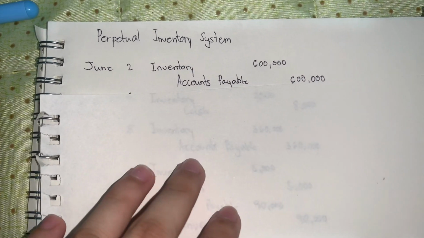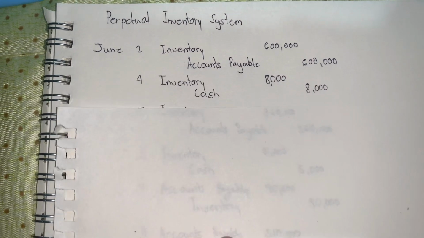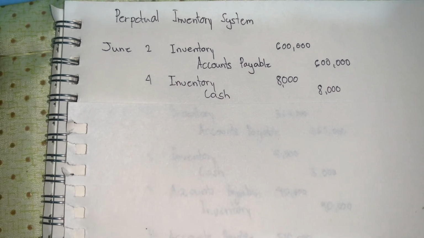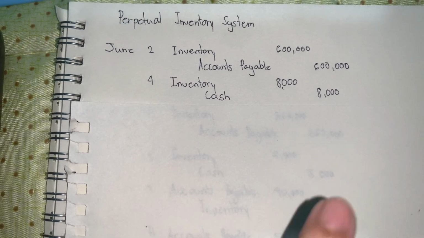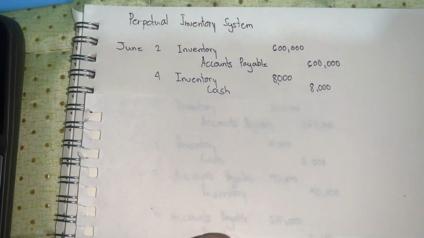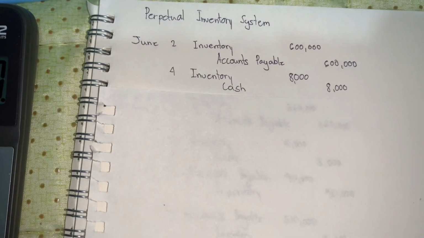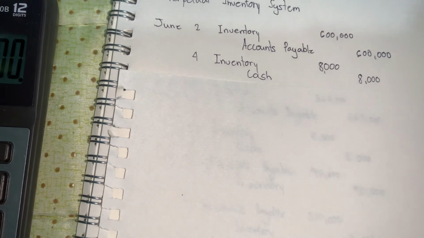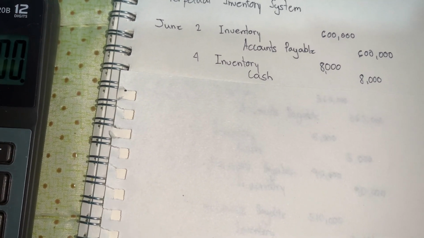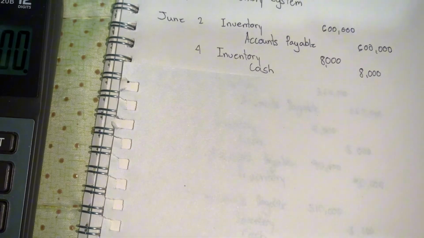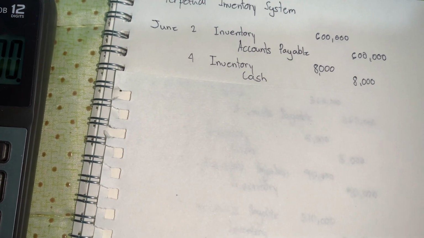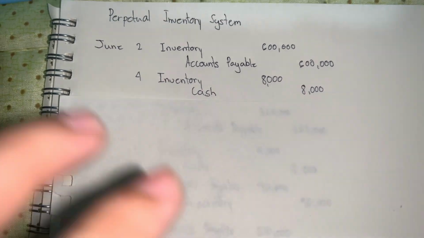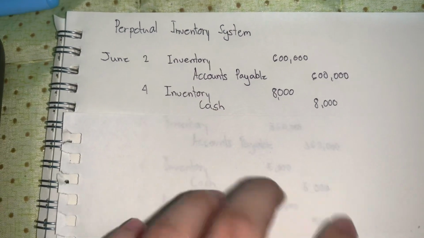So our entry for June 4 is this. We debit inventory for 8,000 and cash for 8,000. As you can see, in periodic, this is freight in, while here in perpetual, it is inventory. It's because freight cost is added to inventory cost immediately, since perpetual keeps running totals of actual inventory cost. So in periodic, freight cost is recorded separately in freight in, while in perpetual, freight cost is capitalized to inventory. That's why we debit inventory and we credit cash for 8,000.